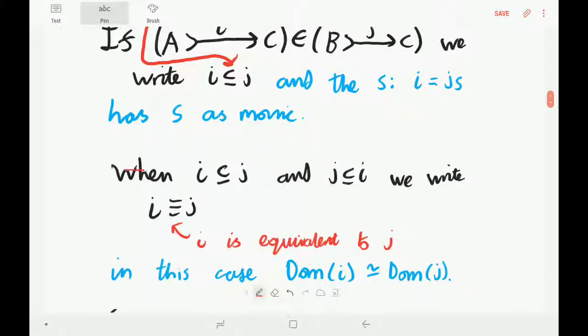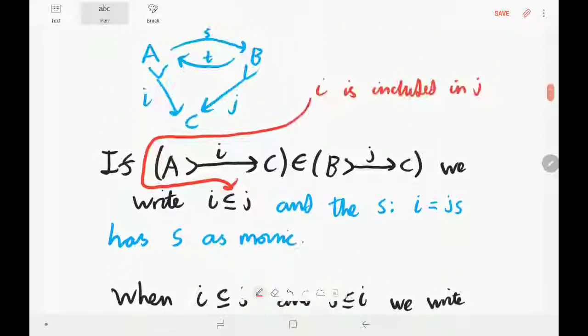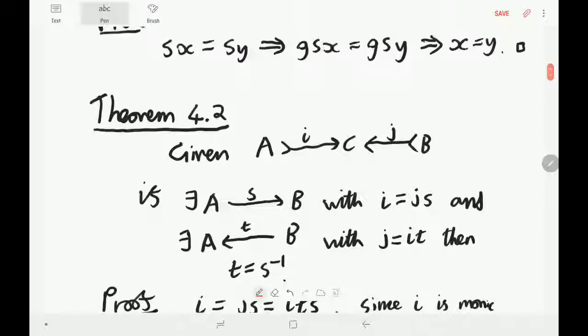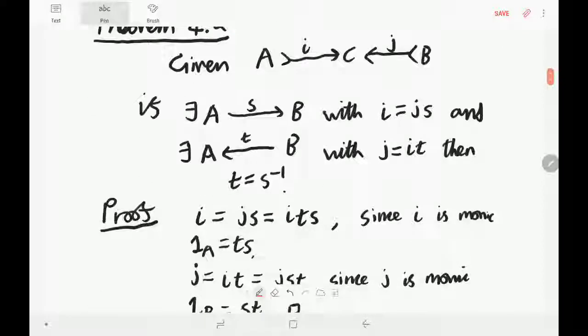Another bit of notation, when I is included in J and J is included in I, we write I is equivalent to J using these three kind of equals lines. And in that case, the domain of I is going to be isomorphic to the domain of J. That's just a consequence of theorem 4.2.